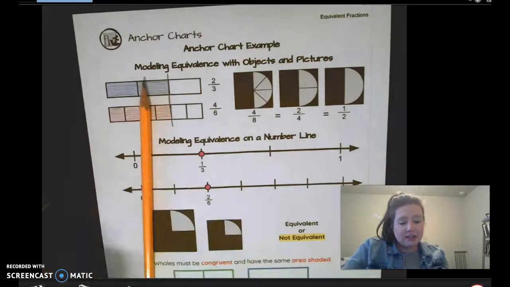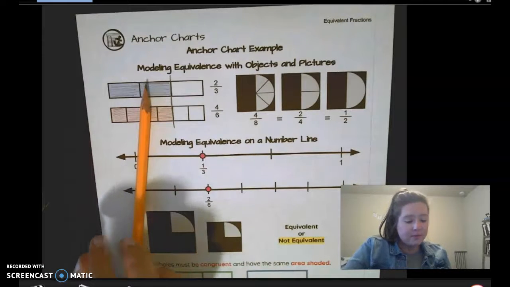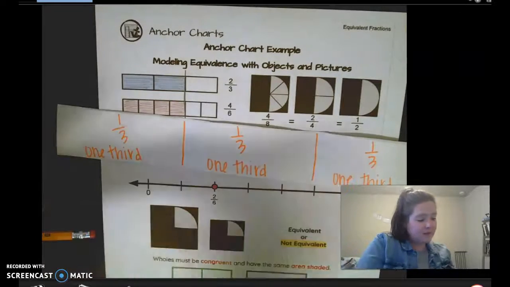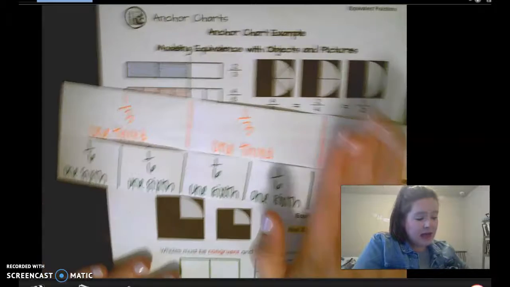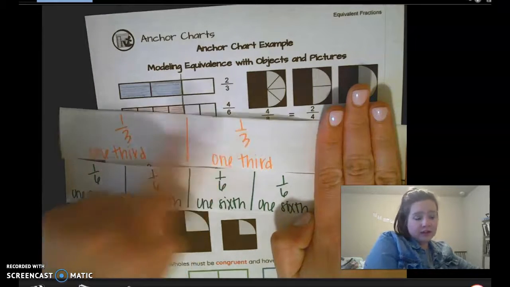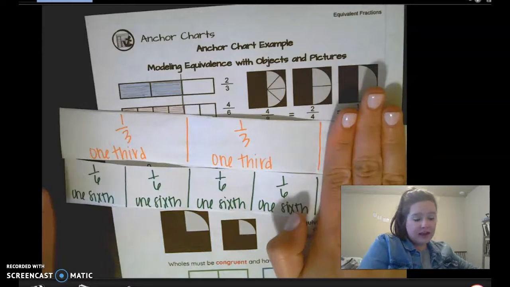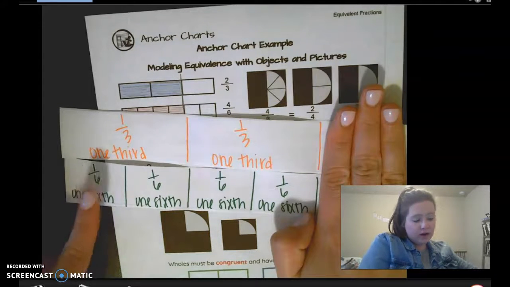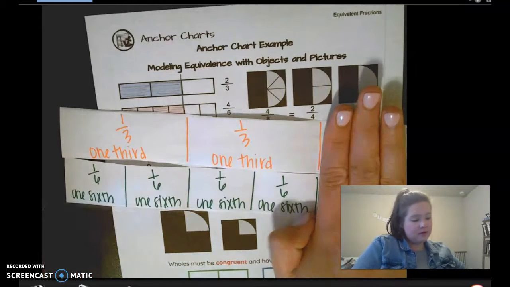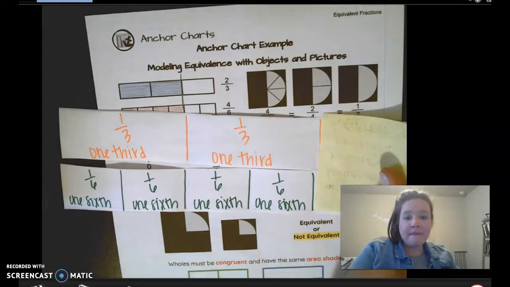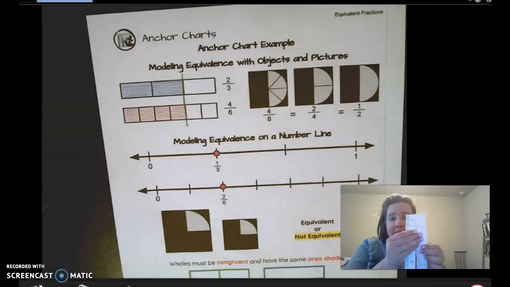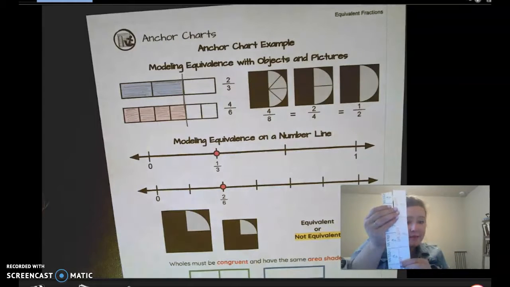I can also take my fraction strips and I can get my thirds. And then I can get my sixths. All right? And if I cover up 2/3, 1/3 and 1/3, that's 1, 2. And then I cover up 4/6. Sorry, 1, 2, 3, 4. All right, if I cover that up right there, those are equivalent. That is the same amount. My wholes are the same.